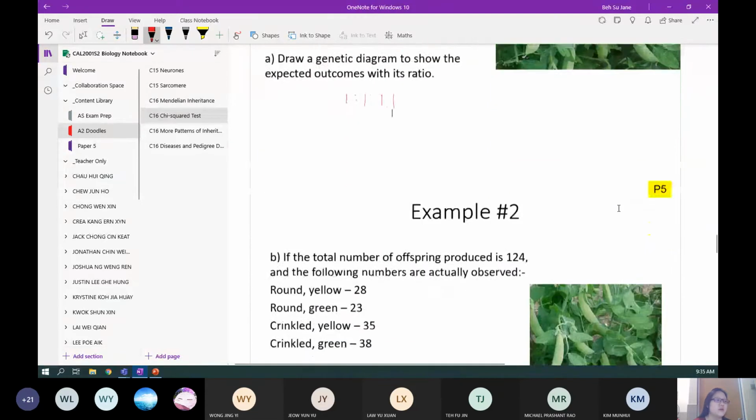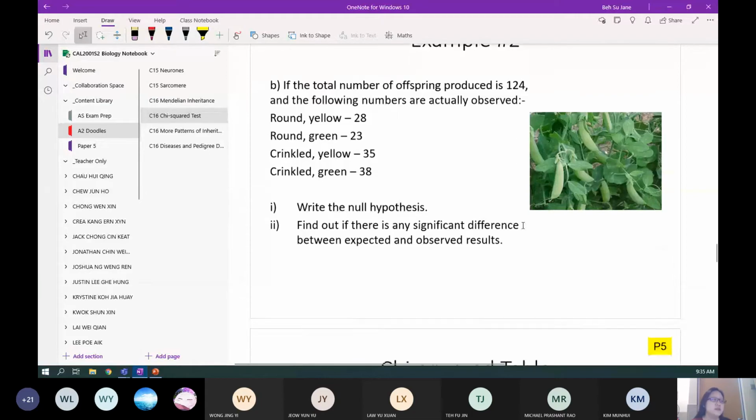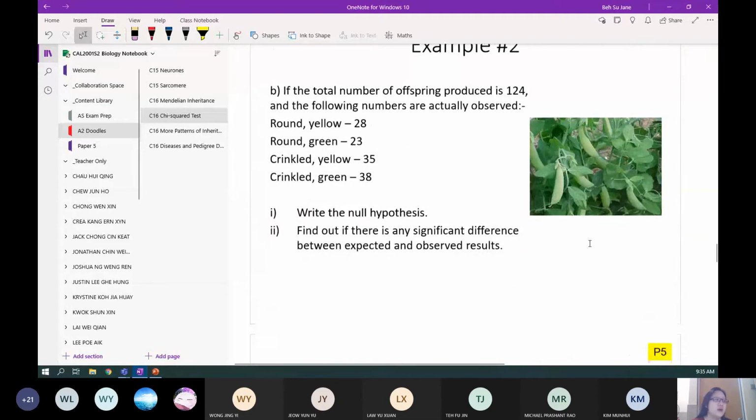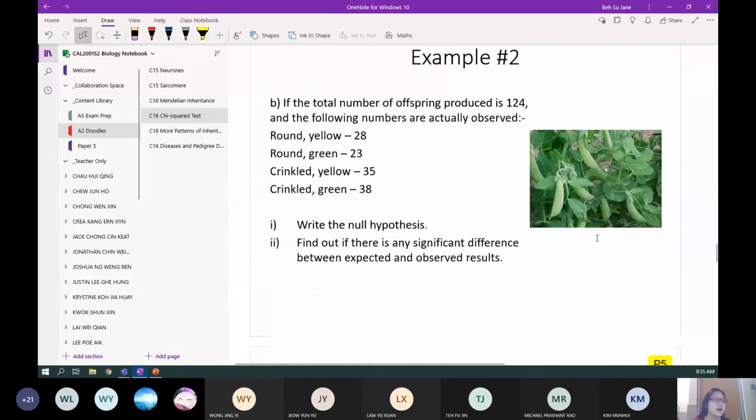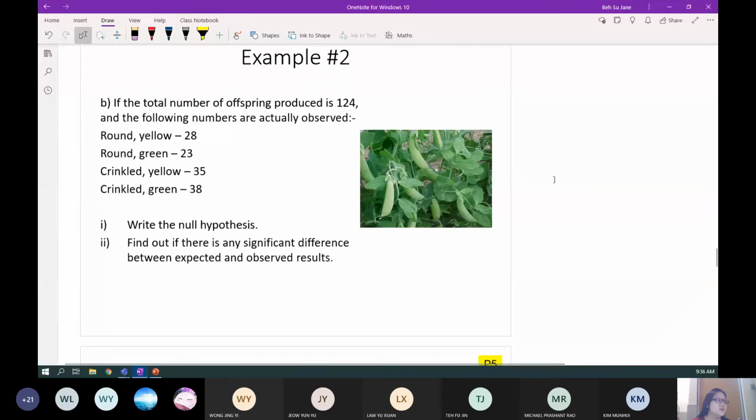Great. Next. They tell you the total number of offspring is 124. These are the numbers actually observed. Can you please write a null hypothesis and calculate the chi-square value? We will look at the table together later, but can you write a null hypothesis and find the chi-square value now, please? Realize that the expected ratio is 1:1:1:1, just like your previous genetic diagram.